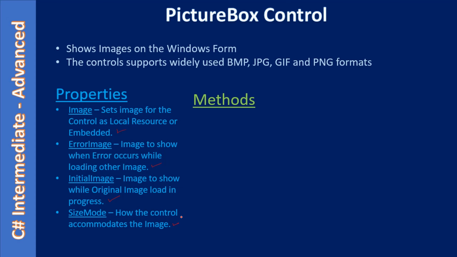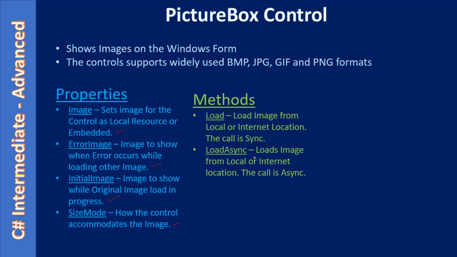There are methods that are exposed by the picture box control. One is the Load method. If you see here, image, error image, initial image, all this stuff can be done through the design time itself. But if you want to change the image, or if you want to load the image at runtime, you can use the method Load. So Load loads the image from local as well as the internet or network resource.